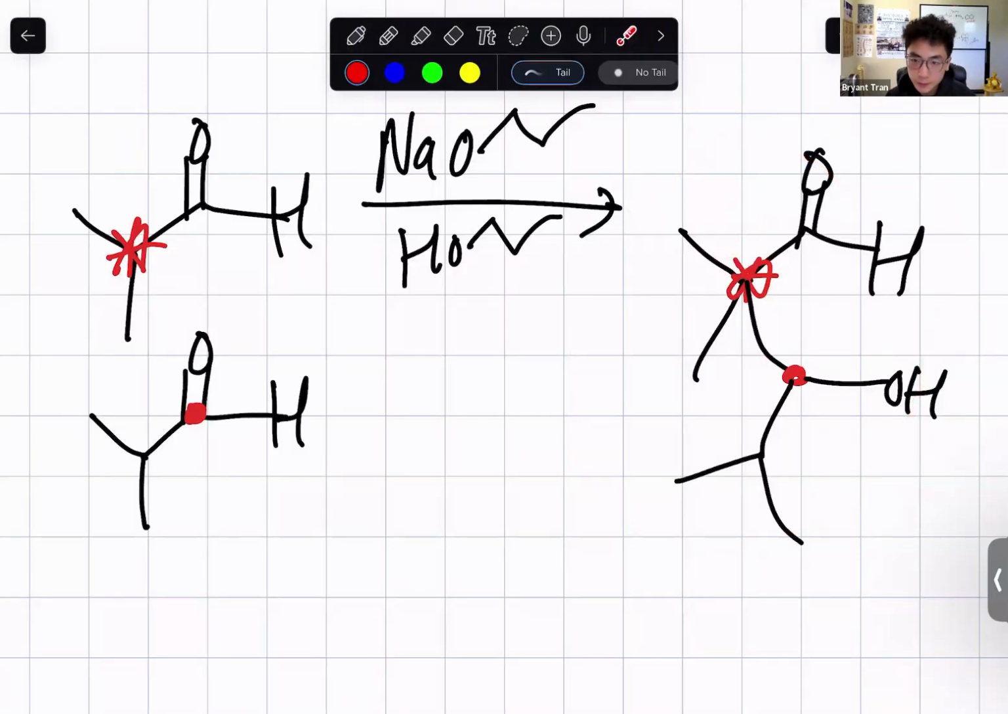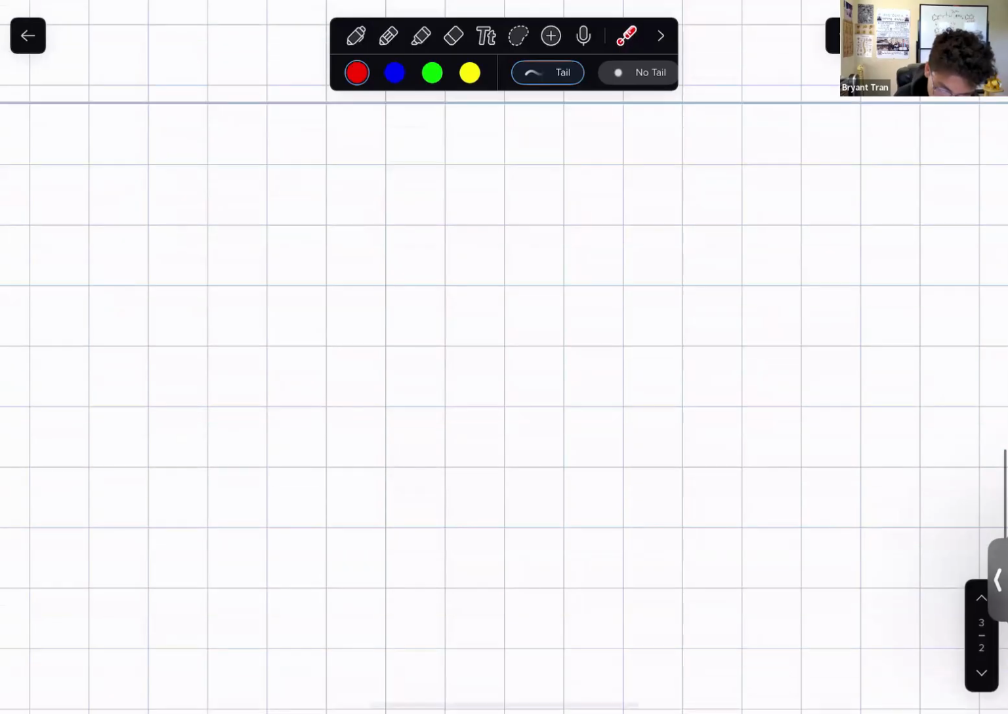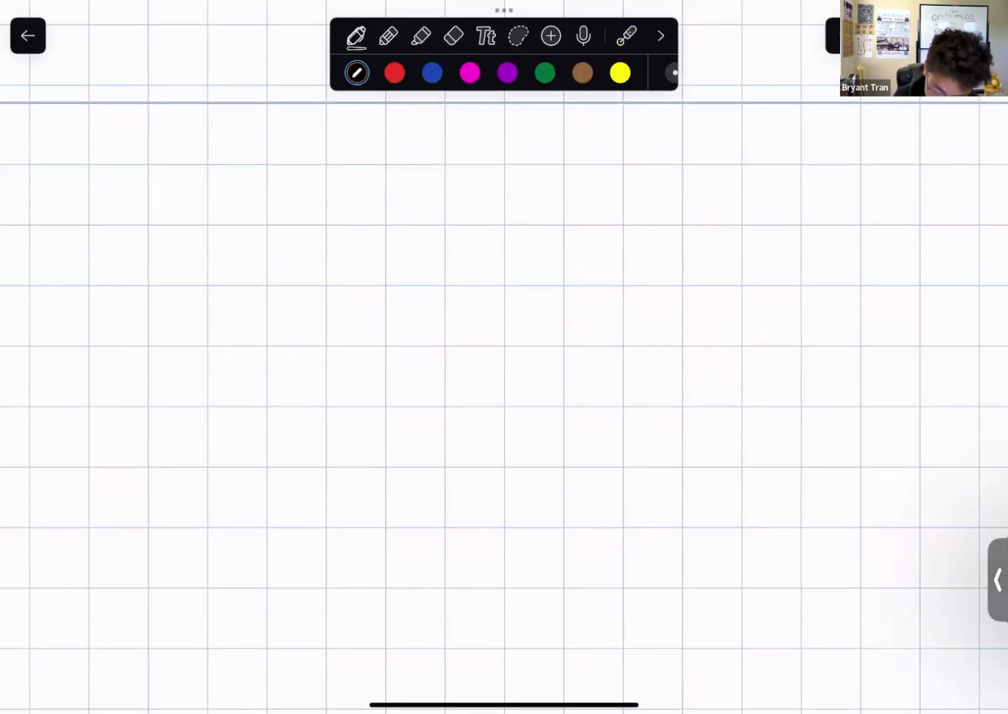Okay, now that's self-aldol condensation on how to predict the product quickly. But now let's think about this in retrosynthesis.